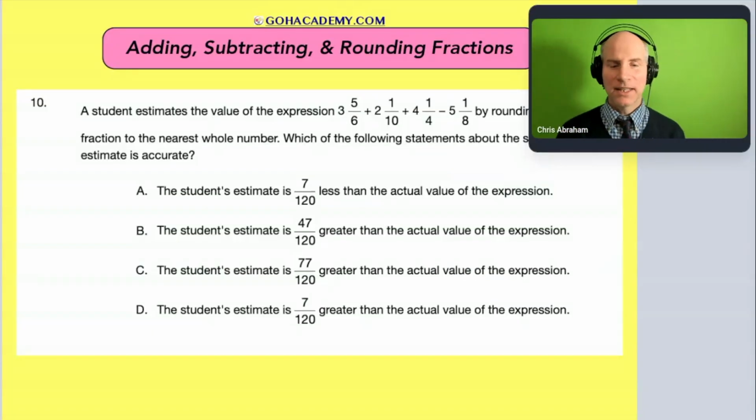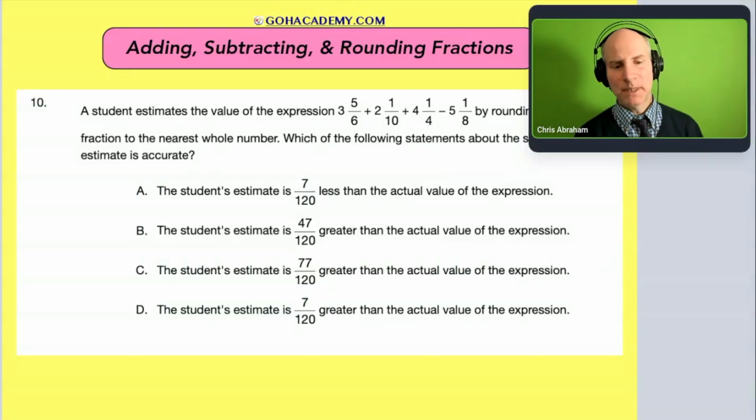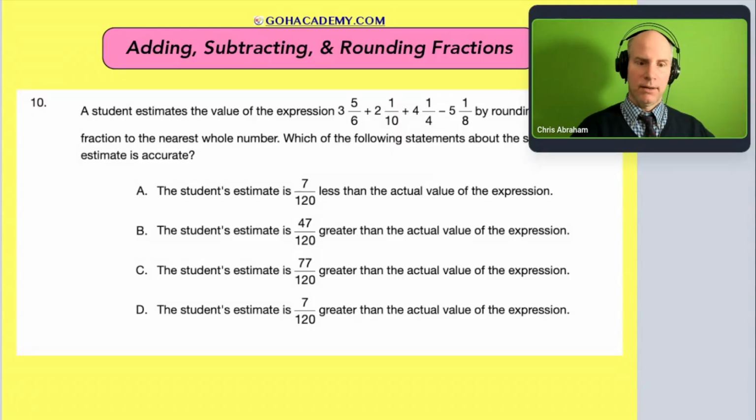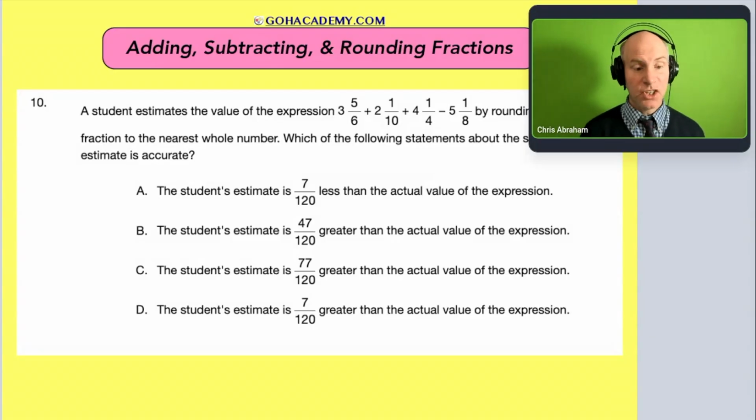Okay, let's take a moment and I'm just going to read it out loud. It says here, a student estimates the value of the expression, and then we have this huge expression, right? 3 and 5/6 plus 2 1/10 plus 4 1/4 minus 5 1/8 by rounding each fraction to the nearest whole number. Which of the following statements about the student's estimate is accurate?